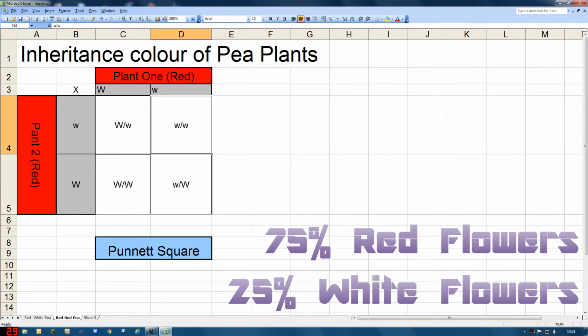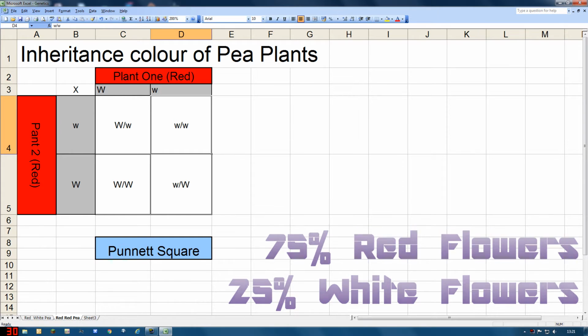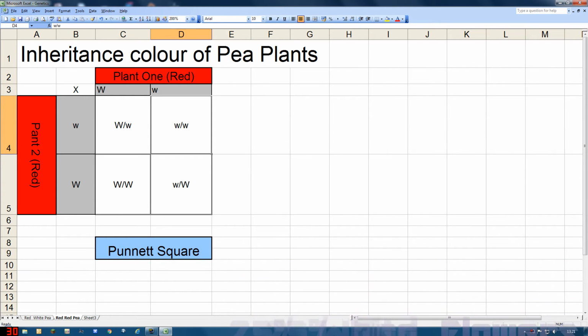So if we planted the 4 seeds, based just on percentages, we would expect 3 red plants and 1 white plant. Of course, that's just a percentage outcome, and it won't always happen in that way. But over a period of time, that's what we would expect the outcome to be.